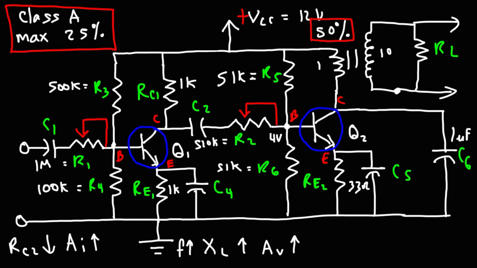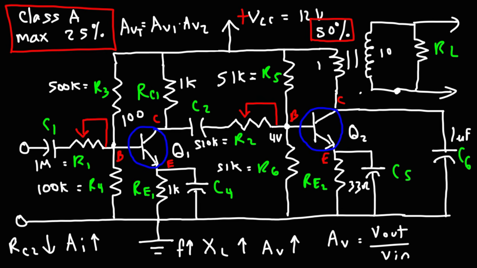Now there's one more thing I do want to mention. The overall voltage gain is the ratio between the output voltage and the input voltage. And it's also the product of the voltage gain of the first stage times the voltage gain of the second stage. So that's the overall voltage gain. So let's say the voltage gain at the first stage is 100, and the voltage gain at the second stage is 50, then the overall voltage gain up to this point will be 100 times 50, or 5,000.